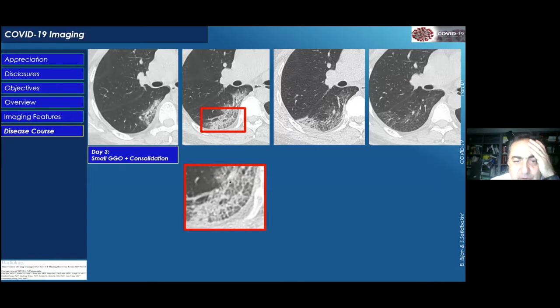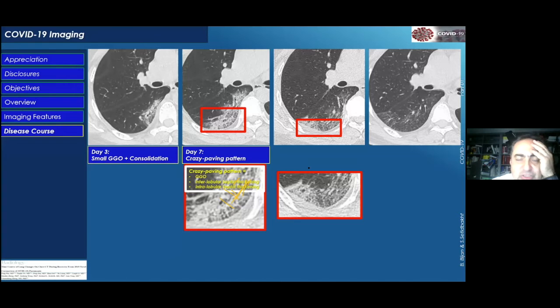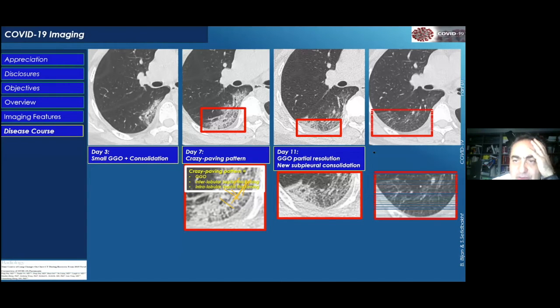So you have the background of GGO here, for example, and then you have interlobular and intralobular septal thickening superimposed over that. This is usually seen towards the end of the first week. You see crazy paving. Later on, it changes into consolidation, and then sometimes it goes away by either leaving ground glass opacity or hazy fibrosis.